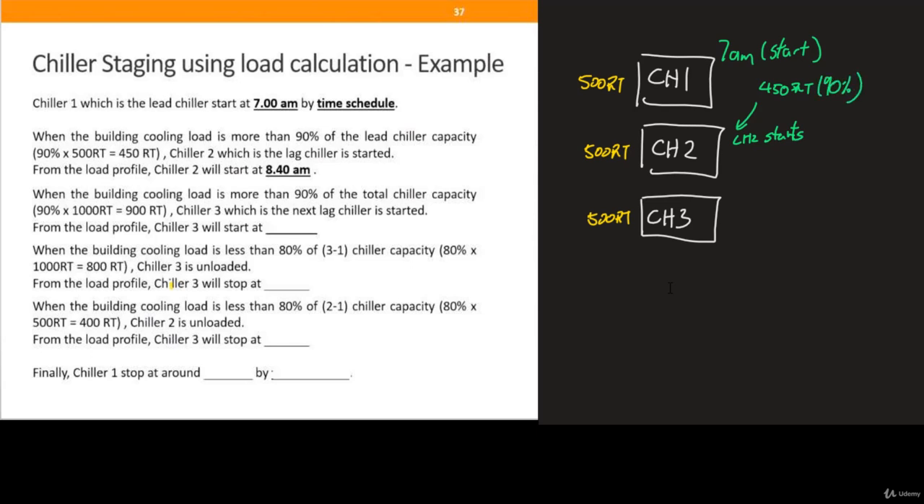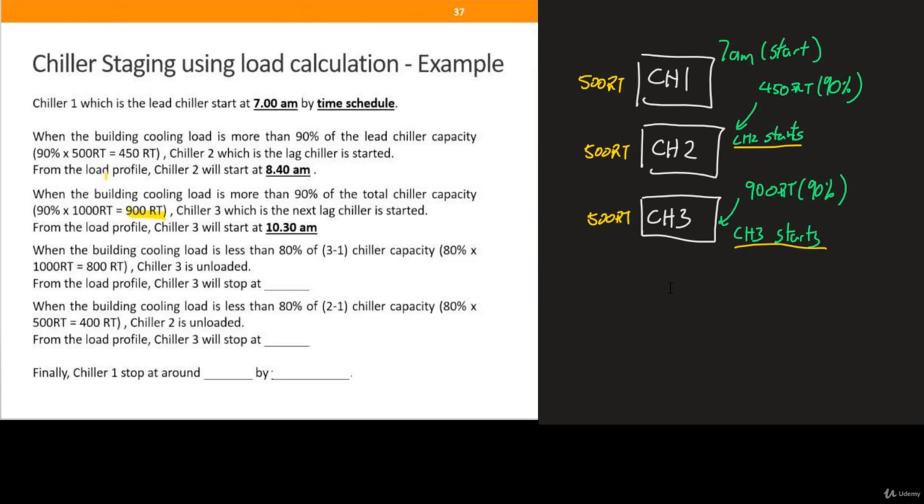Okay, so for example, let's say your load continues to increase, and let's say it hits 90% of the 2 chillers now. So 90% of 2 chillers is 900 tons. When it hits 900 tons, which is somewhere over here, it will kick in the third chiller. This will happen at around 10:30 AM. So at 8:40 it starts the second chiller, and at 10:30 AM it will kick in the third chiller. And this will run for a while, all the way until your load starts to drop below 80% of 2 chiller capacity.